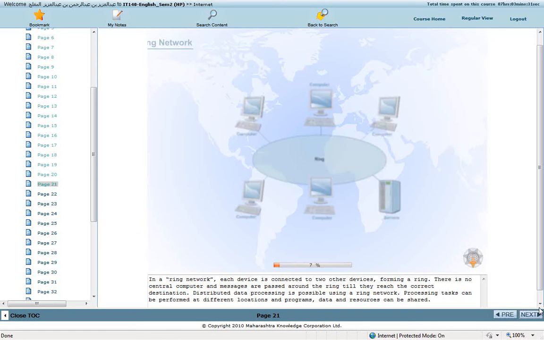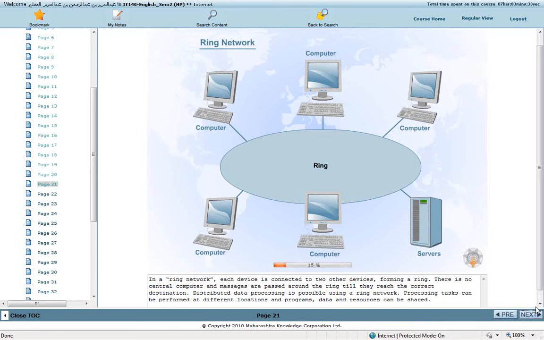In a ring network, each device is connected to two other devices, forming a ring. There is no central computer and messages are passed around the ring until they reach the correct destination. Distributed data processing is possible using a ring network. Processing tasks can be performed at different locations and programs. Data and resources can be shared.